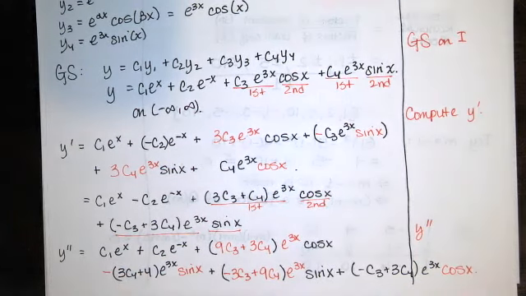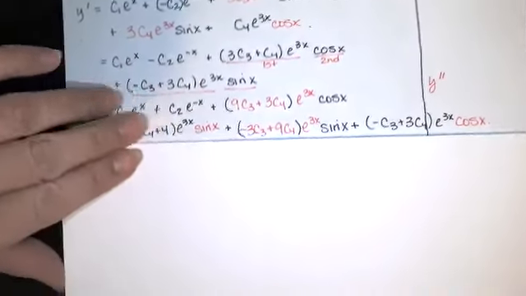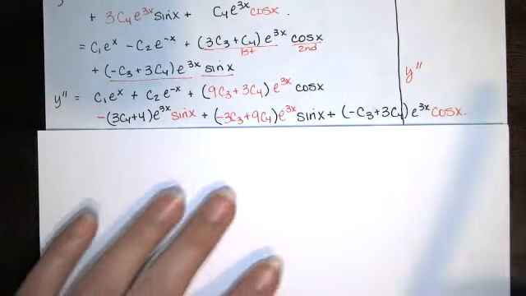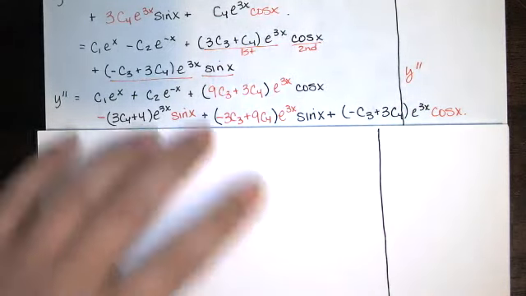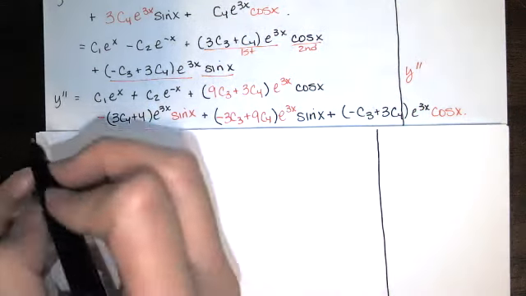Now we want to collect like terms involving e to the 3x times cosine of x and e to the 3x times sine of x. So I'm going to group these two together and I'm going to group these two together on the next page. This one takes some time. It's a good exercise.